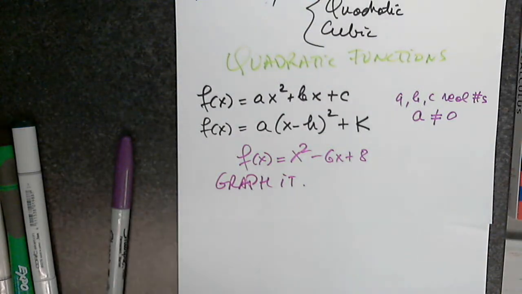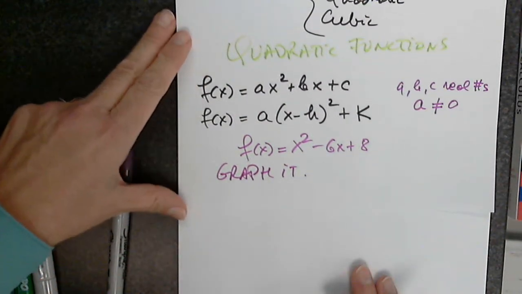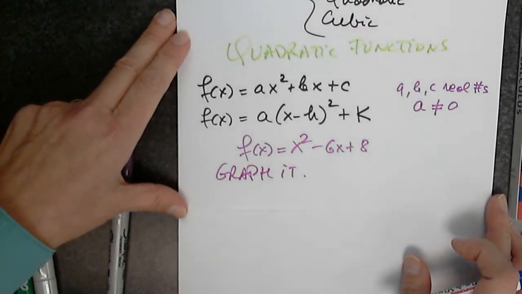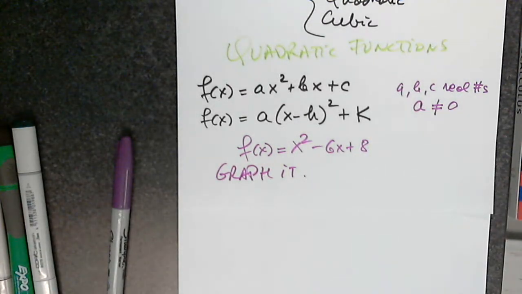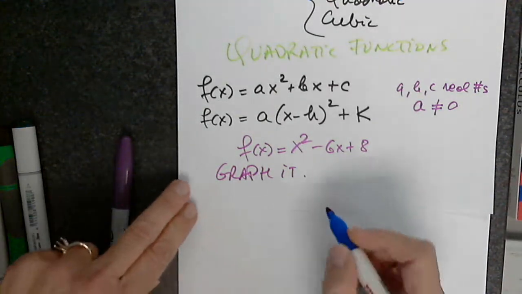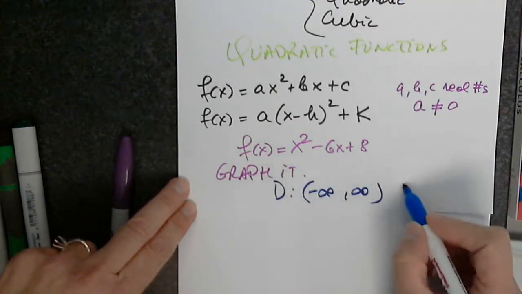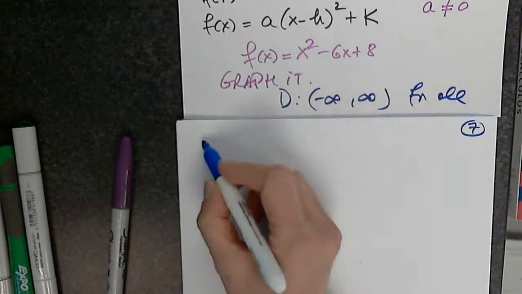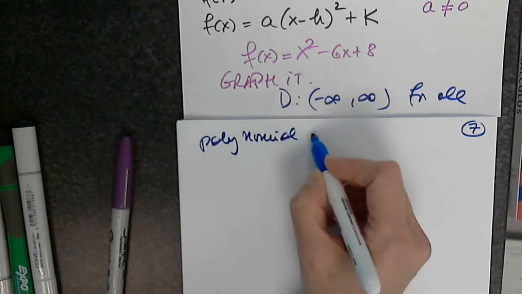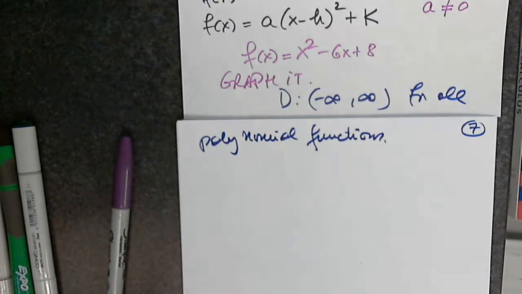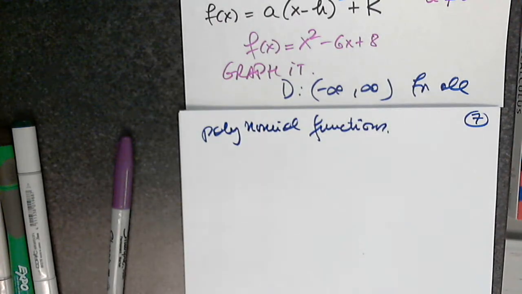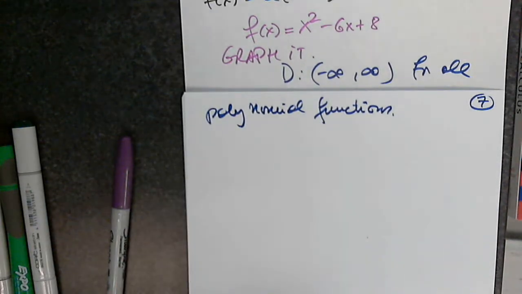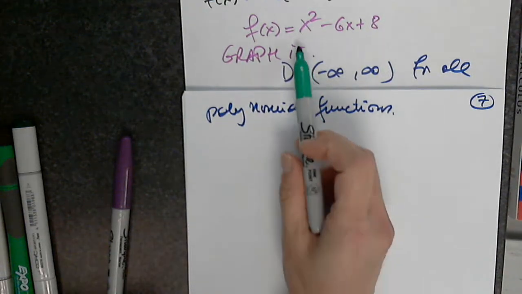Before we even talk about graphing this function, we have to establish what the domain is of any polynomial function, unless it's for whatever reason restricted. So the domain is negative infinity to infinity for all polynomial functions, unless there is a certain target and the domain has to be restricted. Perfect. I recommend the following 6 steps in graphing a quadratic function.